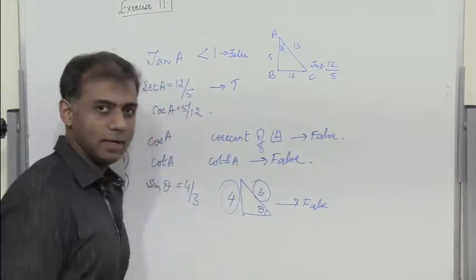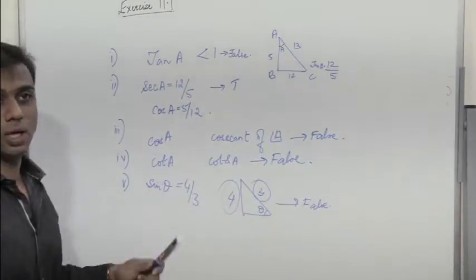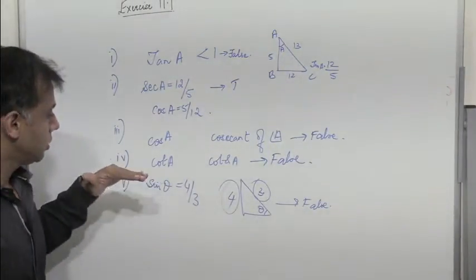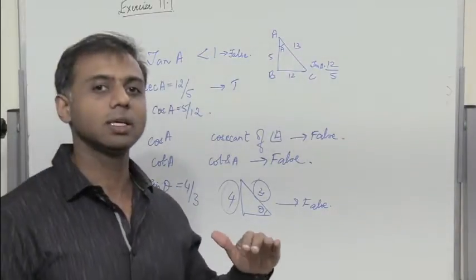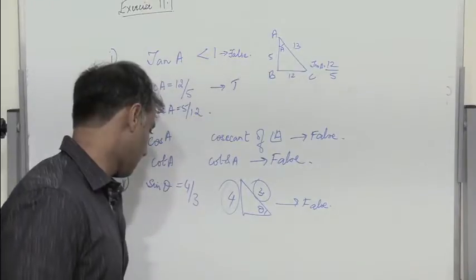So I cannot have a value of sine which is 4 by 3, which is greater than 1, because the denominator is the hypotenuse, right? So the value of sine is always less than 1, right?